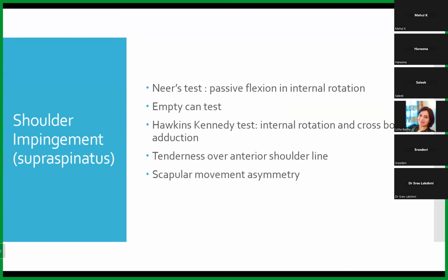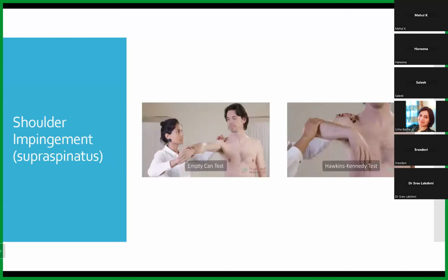While examining, we can find any tenderness over the anterior shoulder line, or any scapular movement asymmetry. If you are able to find any scapular movement asymmetry, that should also suggest a supraspinatus problem.